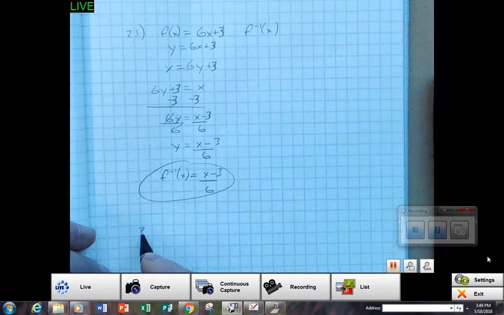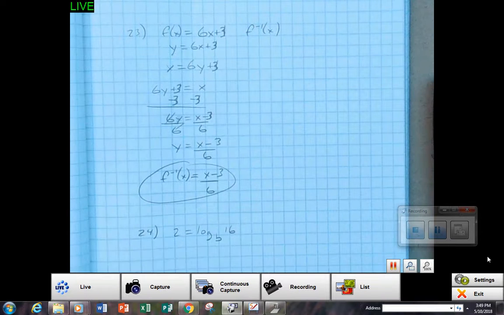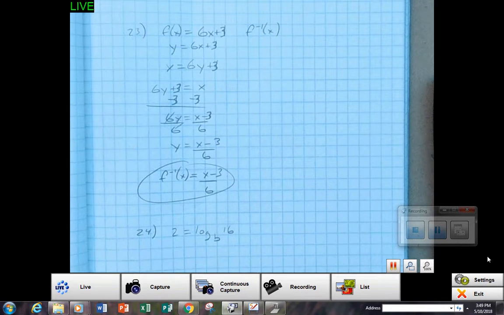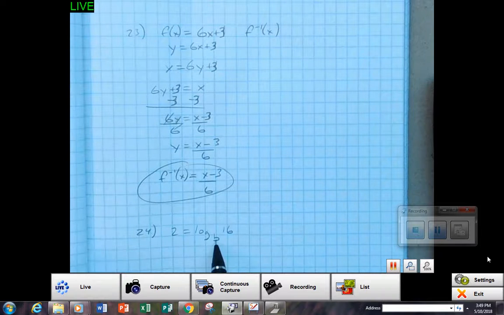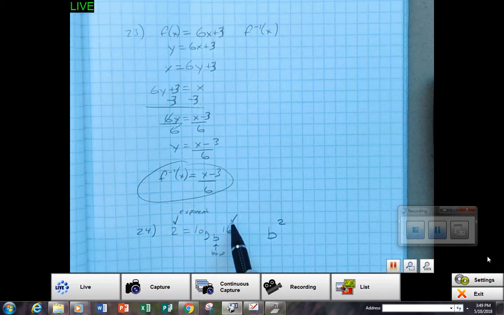24, my logs. So logs are a little bit strange. If you remember the rules for logs, logarithms, this is your base. So you write that b. This is your exponent. So you write that number right here. And this number is your answer.